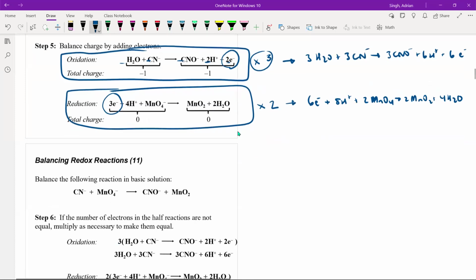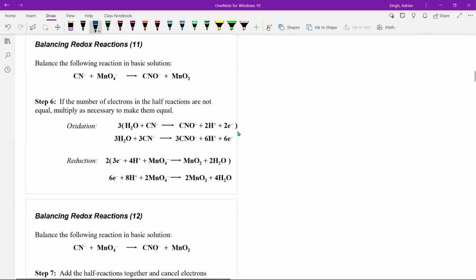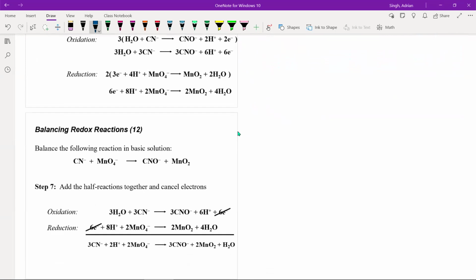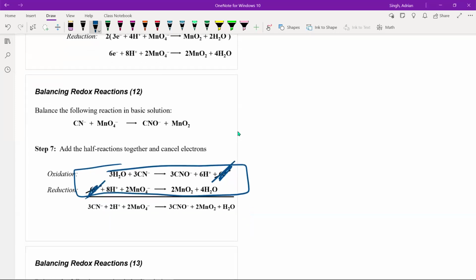Okay, so at this point, we're going to add these two reactions together. So obviously the 6 electrons are going to cancel out. That's why we multiplied each of those by the number to begin with. So we sum these together, and we just write what we're left with.